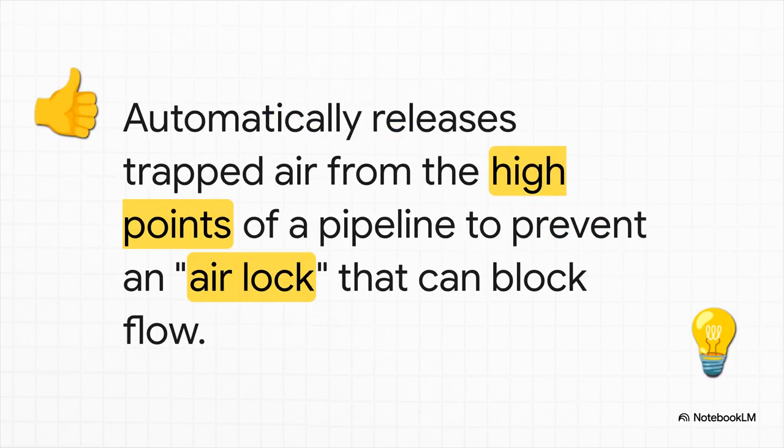This one's a little surprising. You'd think it's just water in the pipes, but air can be a huge problem. Air gets trapped and collects at the highest points in a pipeline, forming a big bubble. This bubble, called an airlock, can literally stop the flow of water dead in its tracks. So what do you do? You install air valves at all these high points, and their only job is to automatically let that trapped air escape, kind of like burping the pipeline to keep things flowing.